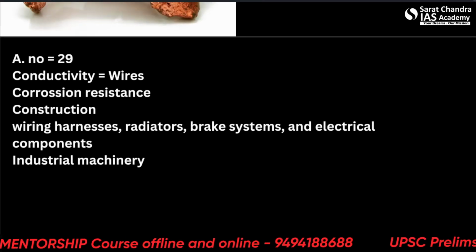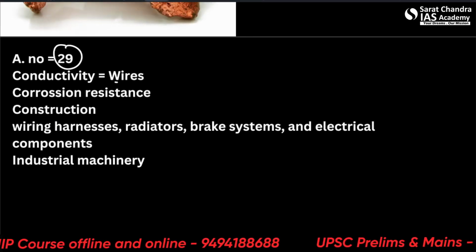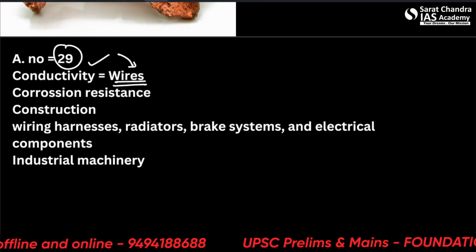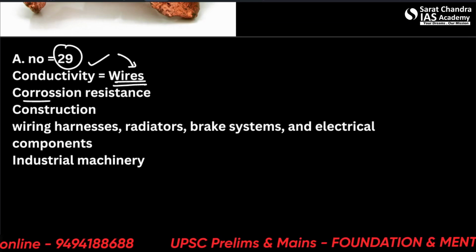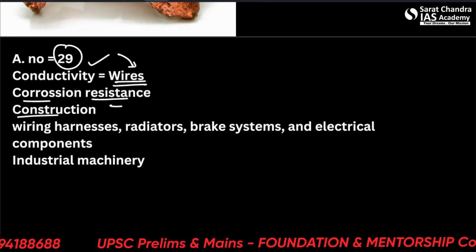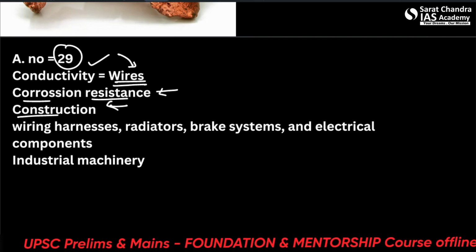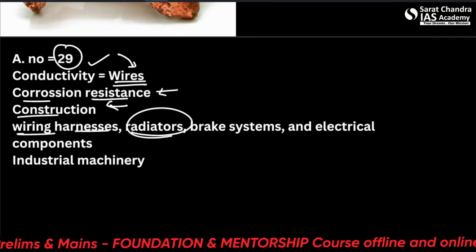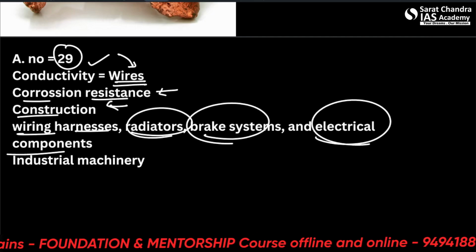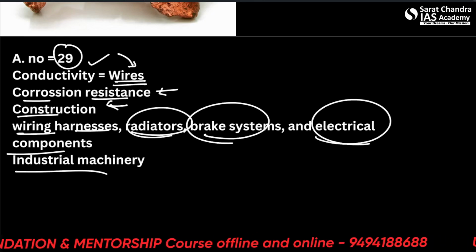So let's talk about copper. Atomic number 29. Conductivity, it's good, and that is why wires are made from this. Corrosion resistance, construction, it's used in here. It has corrosion resistance and is used in making wire harnesses, radiators, brake systems, and electrical components. Industrial machinery is also made of copper.